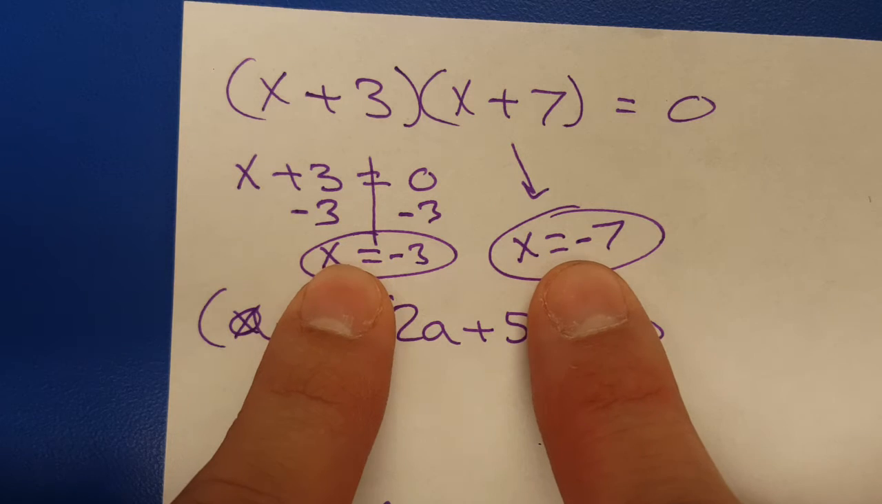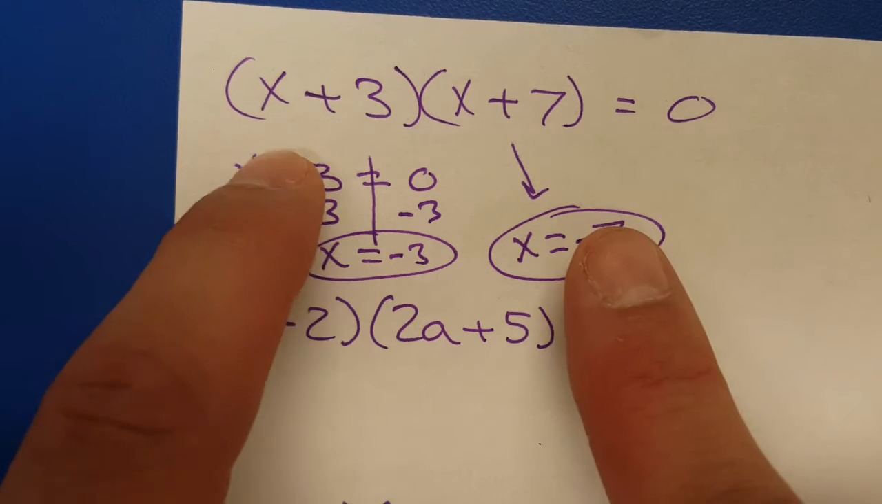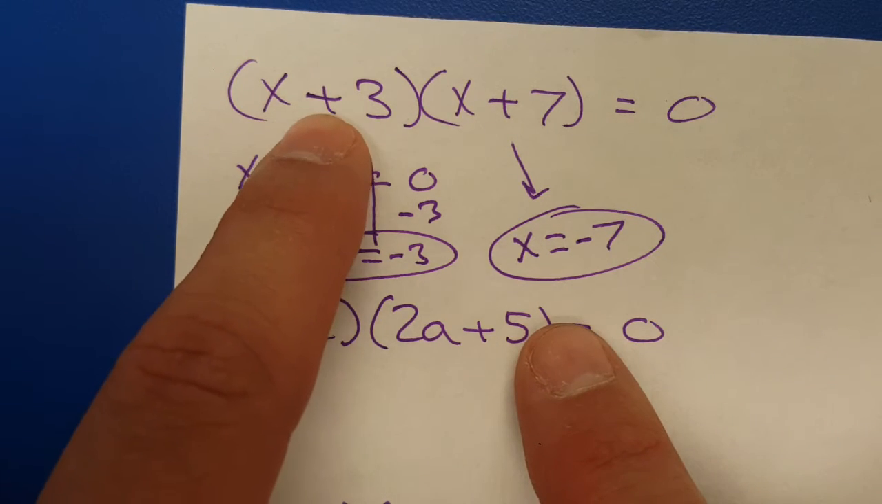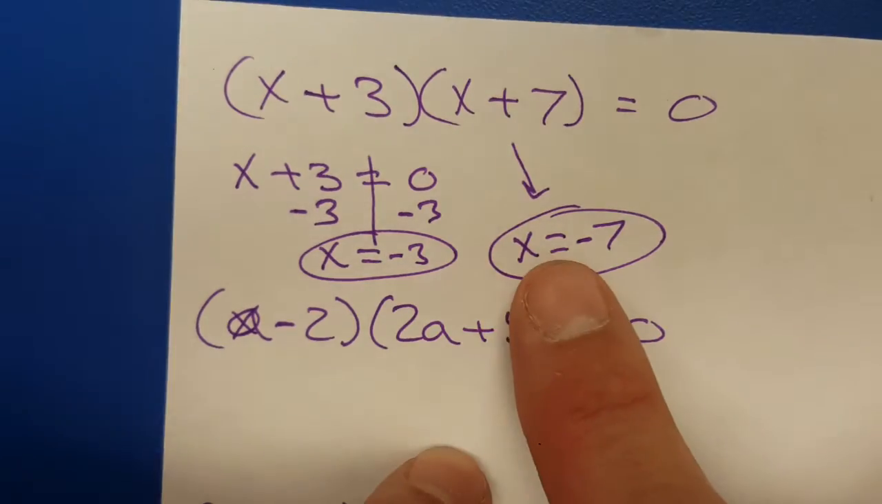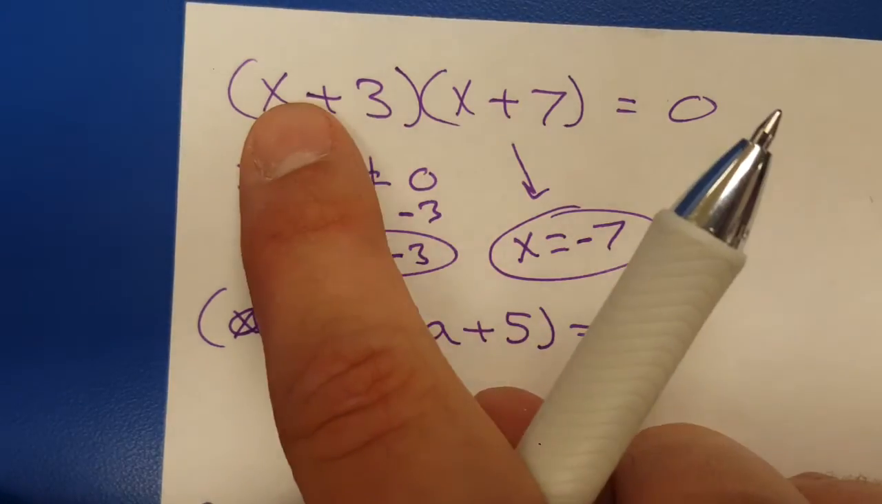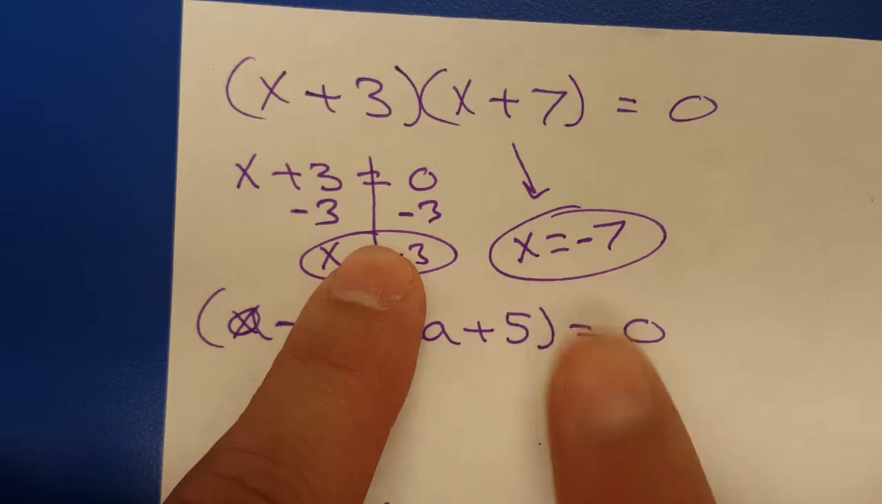These are going to be the two numbers that could get you a 0. -3 plus 3 is 0, it's going to cancel out. -7 is going to get me a 0, that's going to cancel out. So these are the two numbers that could get you a 0.